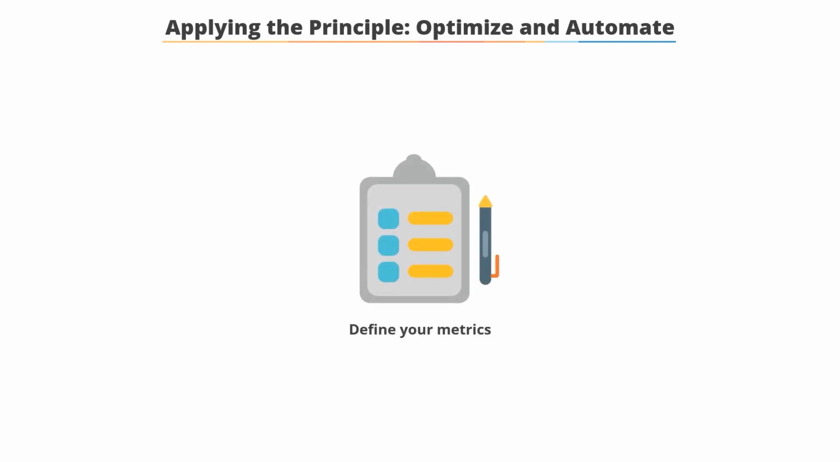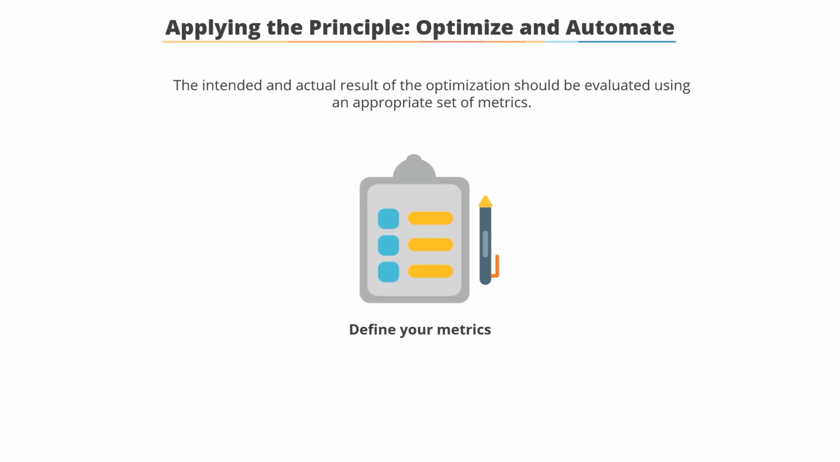Define your metrics. The intended and actual results of the optimization should be evaluated using an appropriate set of metrics. Use the same metrics to define the baseline and measure the achievements. Make sure that the metrics are outcome-based and focused on value.